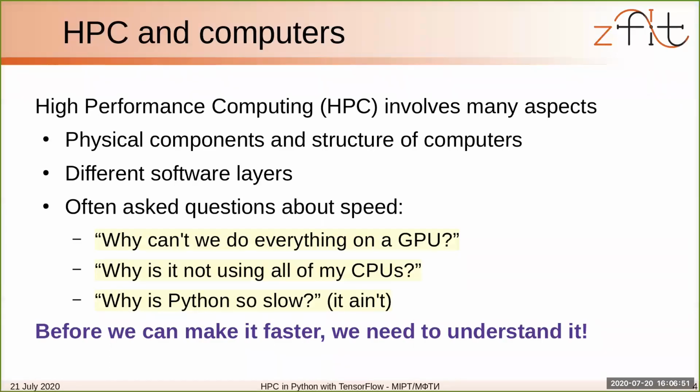Because high performance computing is a problem with many facets. On one hand, we have physical components and structures, and we have different software layers. And what I noticed is that if we don't have a full understanding of that, I often get questions like the ones below: why don't we run everything on a GPU? Why is it not using all of my CPUs? Why is Python slow, and all these things?